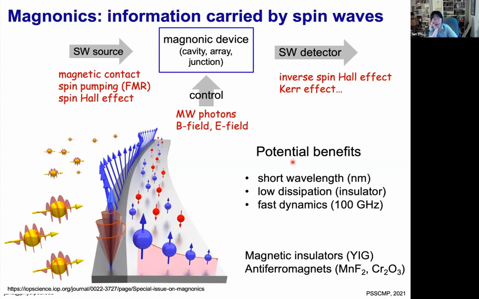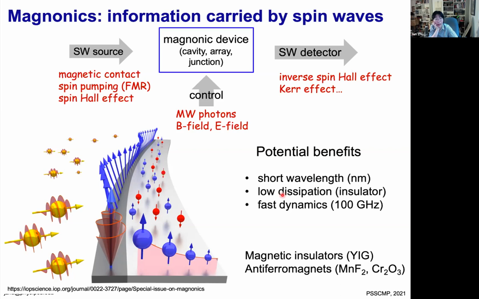And there are reasons that one might want to look at these for technological applications. Magnons have very short wavelengths compared to photons, could be tens of nanometers. So you might be able to pack it denser into a device geometry, higher density.